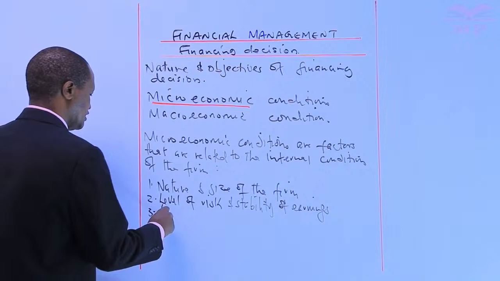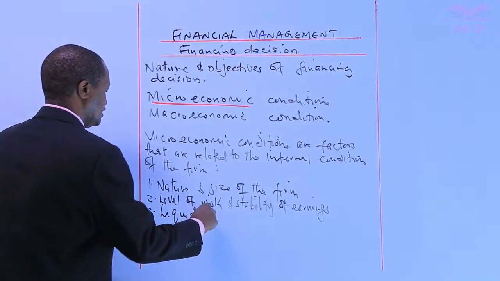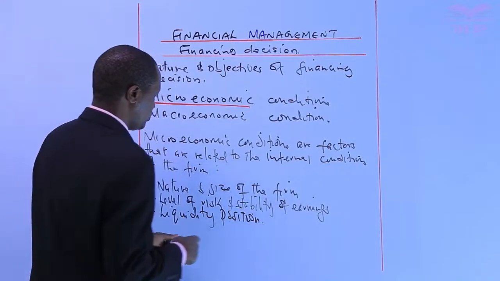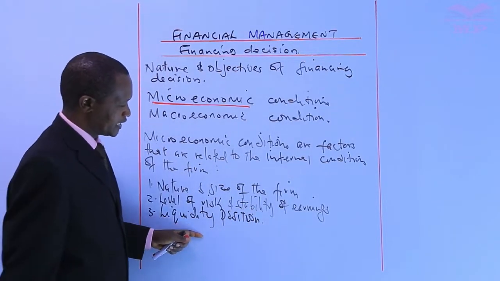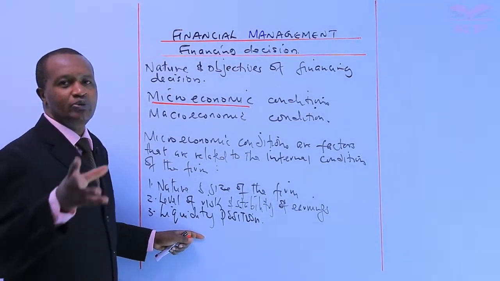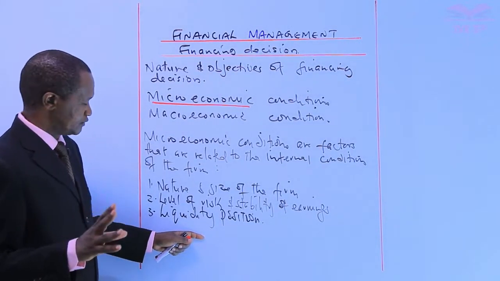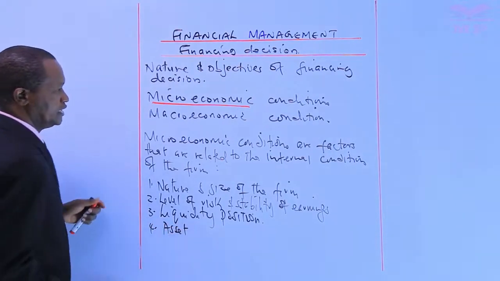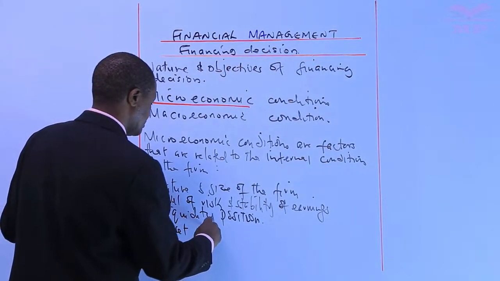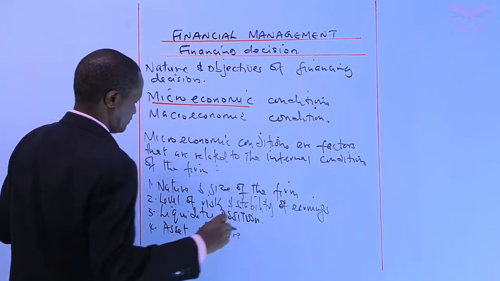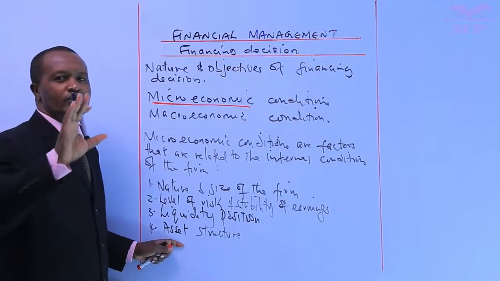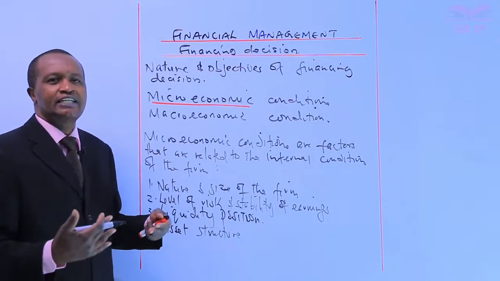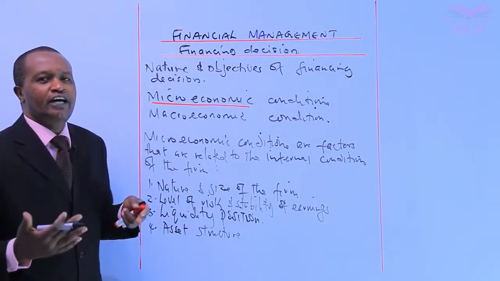Number 3, liquidity. The liquidity position. There are farms that are liquid, there are those that are not liquid. Number 4, asset structure is an internal condition. The asset structure of a farm is also an internal condition.